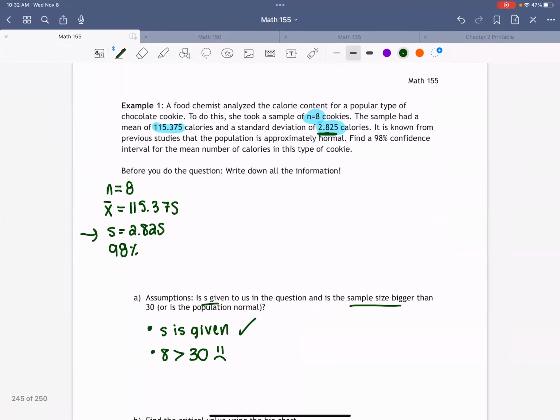We need to find the standard error. Does anyone remember the formula for standard error in this section?